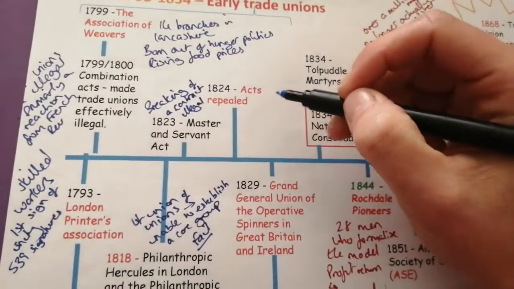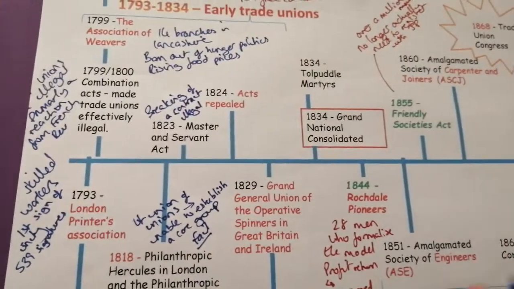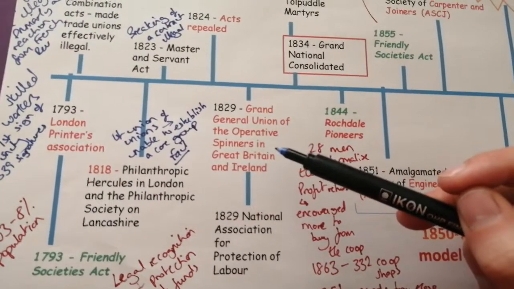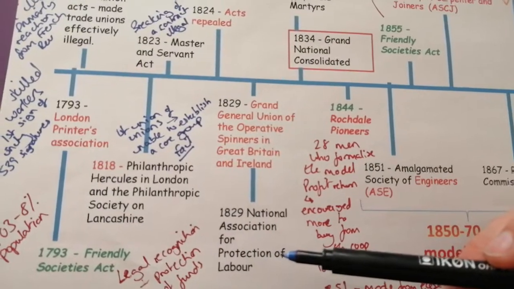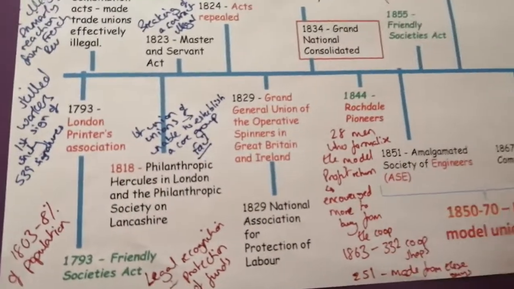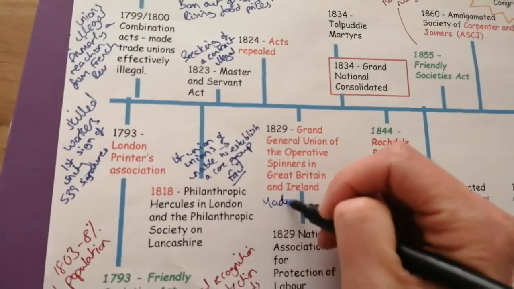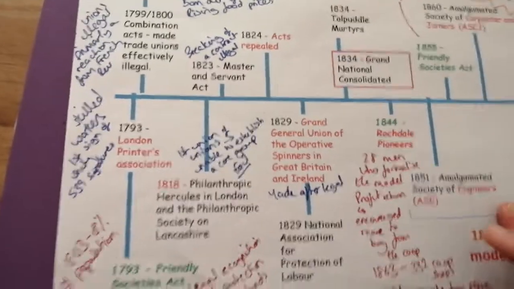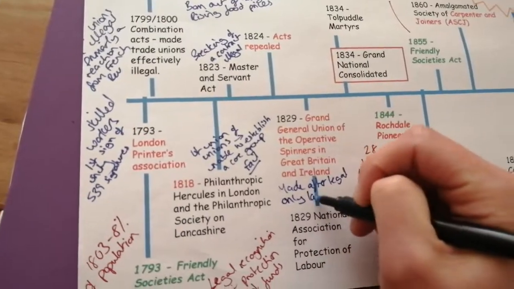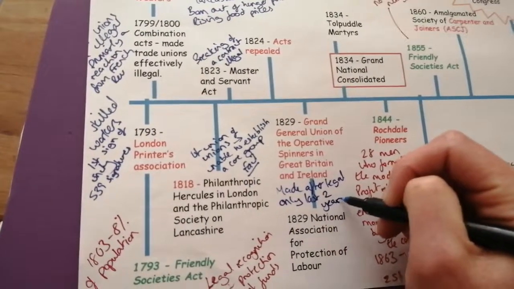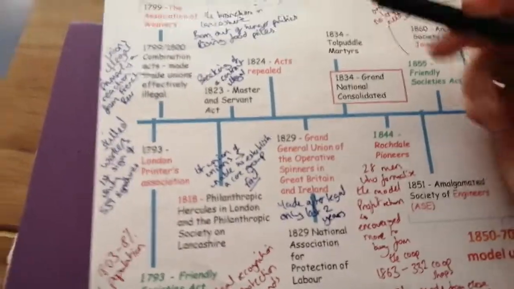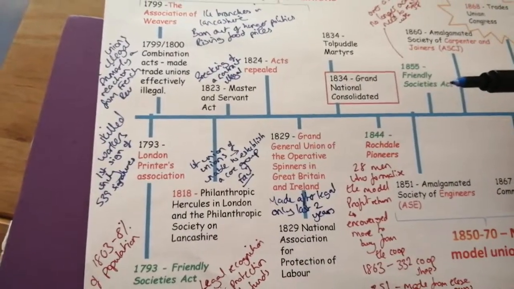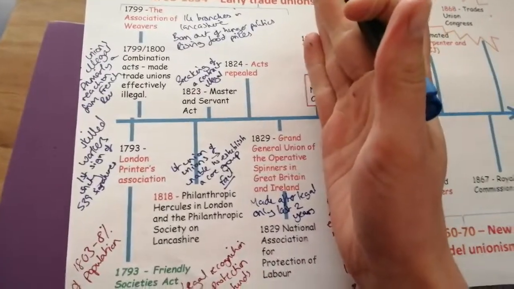So this is the Combination Acts being repealed, and that suddenly means that unions can thrive, which is what they've been needing. And because of that, we see in 1829 the Grand General Union of the Operative Spinners in Great Britain and Ireland, and also the National Association for the Protection of Labour. Both are made by John Doherty, and both are made after the legal change, but they only last 2 years because again they can't organise themselves, they're not quite sure what they need to be, and that's why we end the early trade unions with this. Attempts are good, but in reality it doesn't quite work. And that's where we stop with the early trade unions.